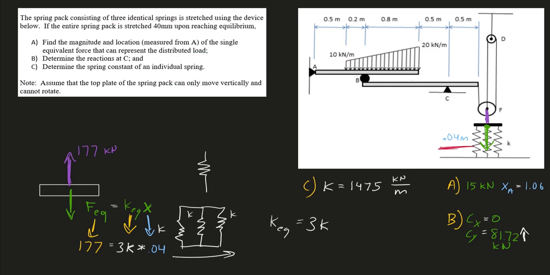And lastly, just in case you were wondering, what's the point of this note? What does this note mean? So they're saying that assume that the top plate of the spring pack can only move vertically and cannot rotate. So here's what he's going for here. There are 3 springs in parallel attached to this spring pack. Now, springs in parallel, their forces do not necessarily have to be the same here. So because I have different forces here, different force strengths, that could cause a rotation of this plate here.